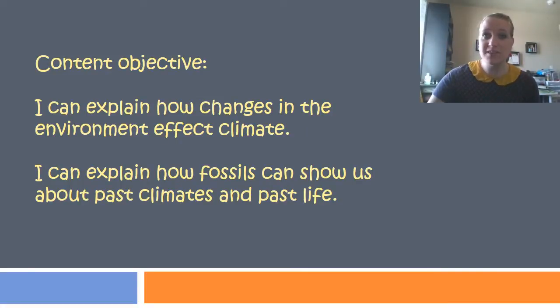Our objectives for this PlayPosit are to be able to explain how changes in the environment affect climate and how fossils can show us about past climates and past life.